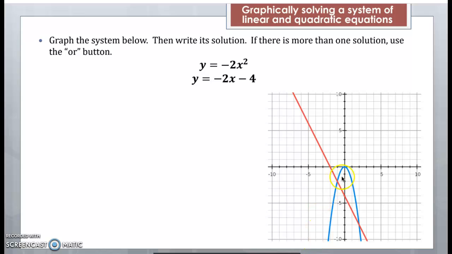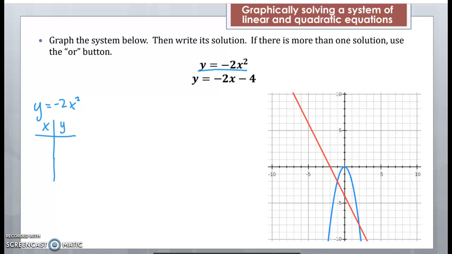Now I can graph this blue line, which is the parabola. If we remember, it's a parabola that opens down because of the negative, and it's stretched vertically by a factor of 2. If we don't remember this, we can go ahead and graph by building a table.